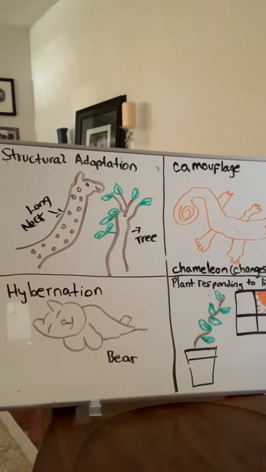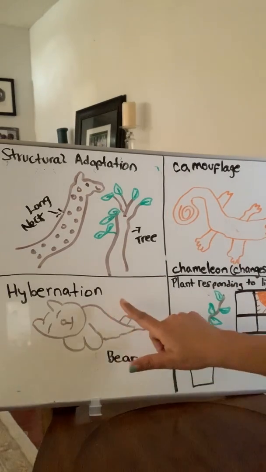The other type is called behavioral adaptations. And under behavioral adaptations, we have mimicry, camouflage, migration, and hibernation. And I'll just talk to you about a couple of them.